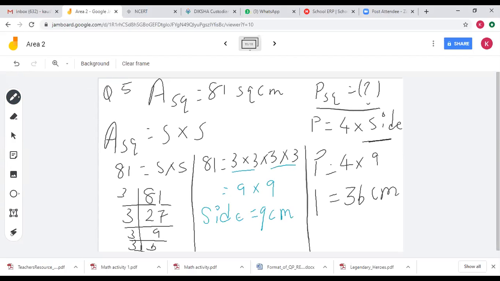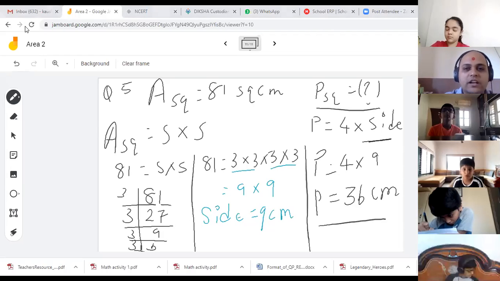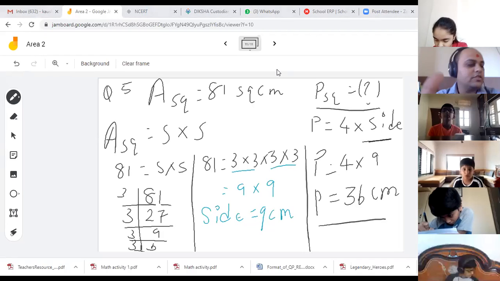Okay, yes, come on, now you can note it down. Start writing. Very good, Yug Patel. Good job. Very good. Come on, everyone. Finish this up.